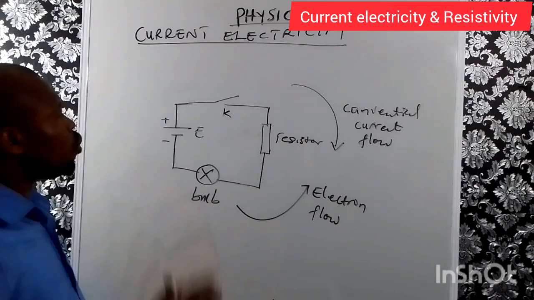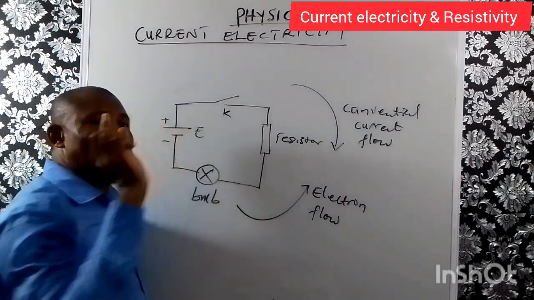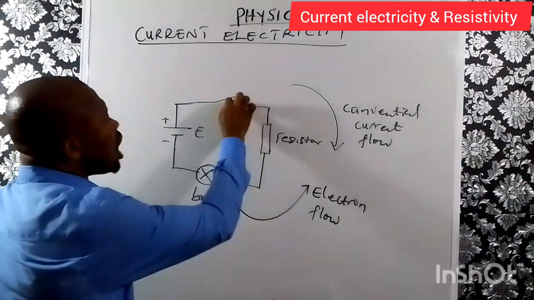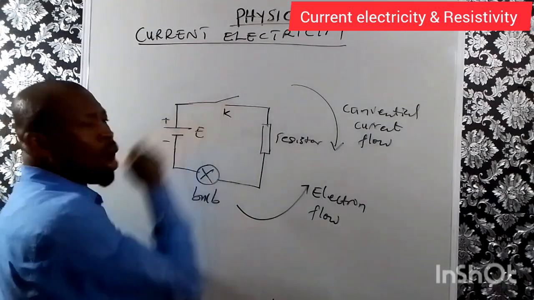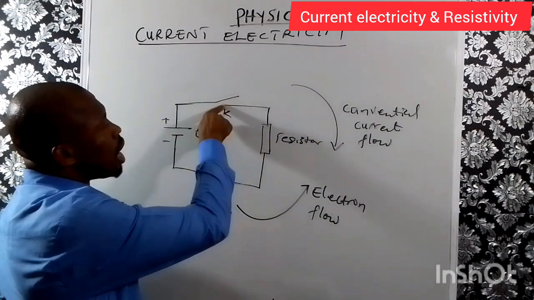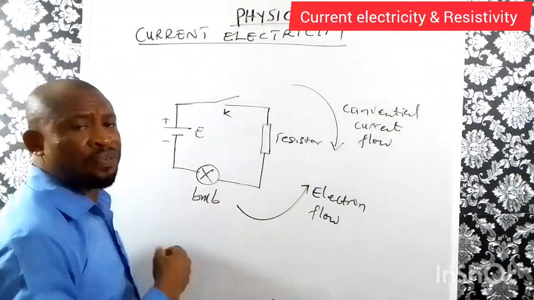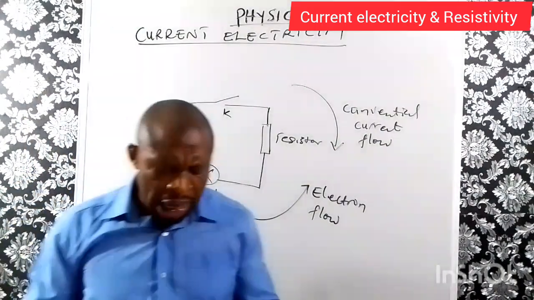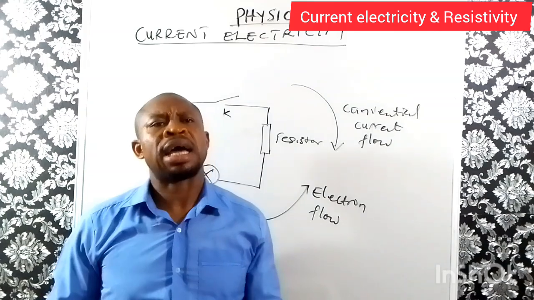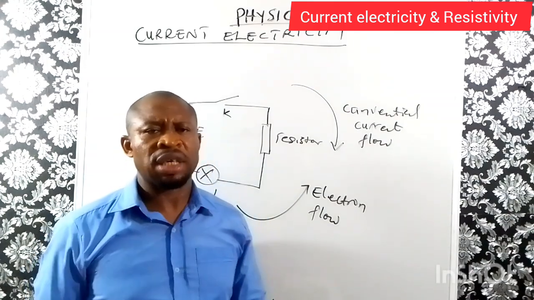Now, it is worthy of note that for current to flow, there must be a complete circuit. If this key is open, current cannot flow. So the moment we close this key, current flows. Okay. Now, we'll look at potential difference.